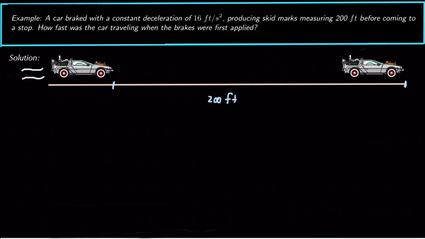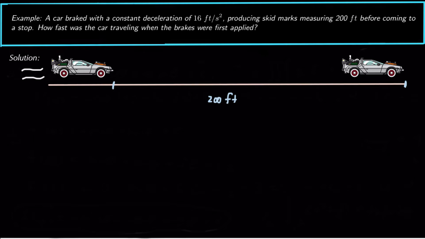So this example says a car braked with a constant deceleration of 16 feet per second squared, producing skid marks measuring 200 feet before coming to a stop. How fast was the car traveling when the brakes were first applied?